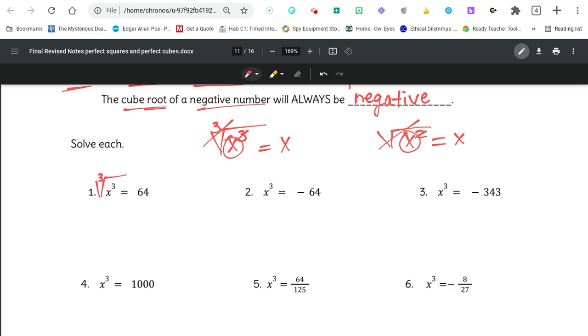So we're going to take the cube root, not the square root, of both sides. Do not put plus or minus because perfect cubes, their roots can only be positive or negative, not both. So the cube root of x cubed is x, and the cube root of 64 is 4.